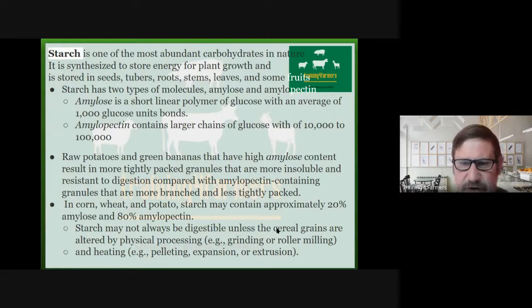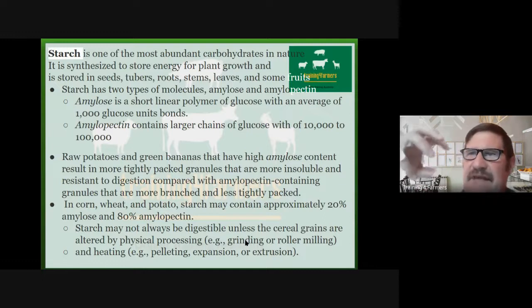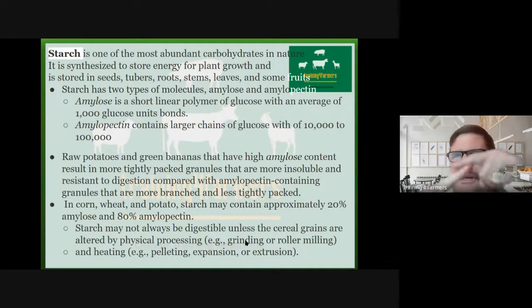So how does roller milling and grinding make it more digestible? Firstly, the particle sizes are smaller, so the enzymes can get around it and can work on it more efficiently than working on the big whole grain and so on. So it's physically changing the processing, or heating it.